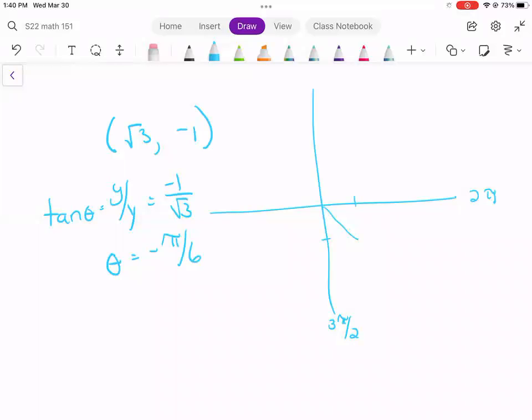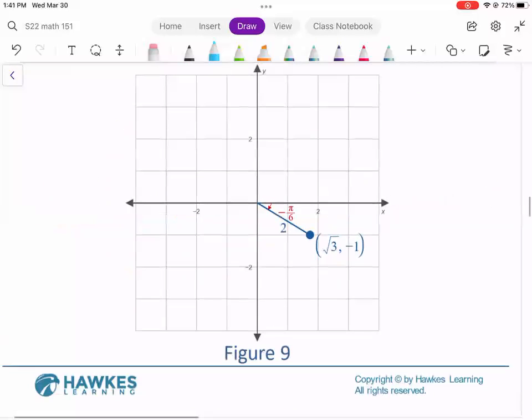To determine our r value, we're going to do square root of 3 squared plus negative 1 squared, which gives us an r value of 2. So we end up with 2, negative pi over 6. And as you can see from the diagram here, it is indeed in the correct quadrant.